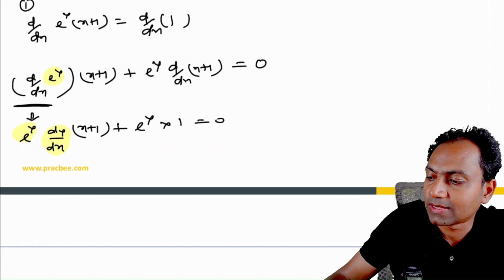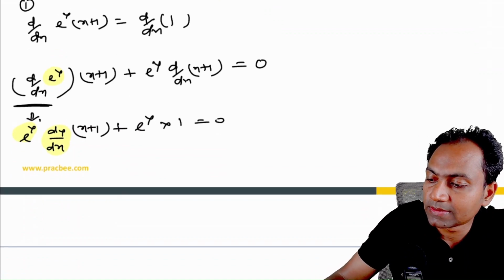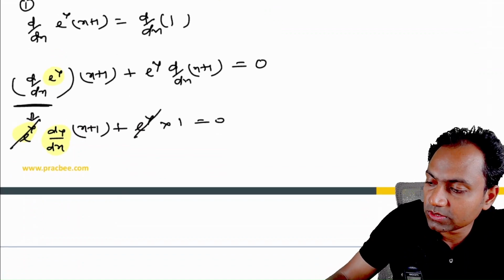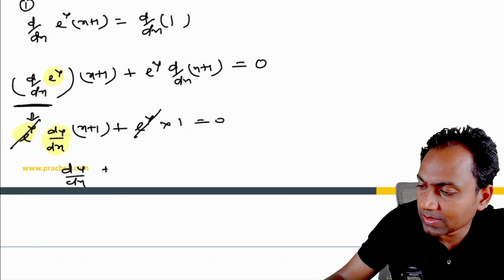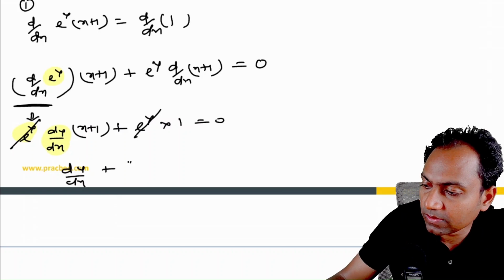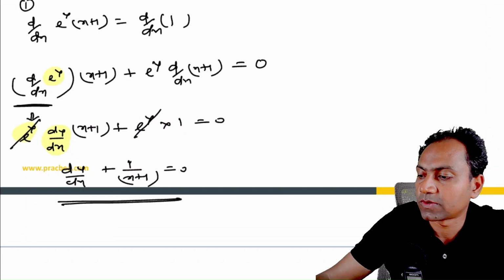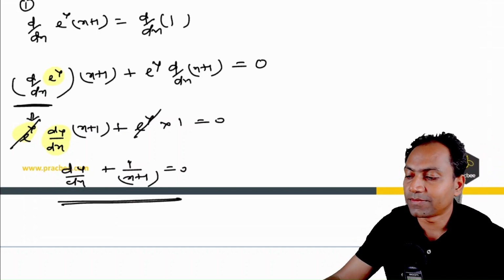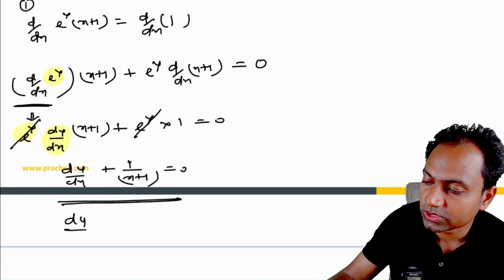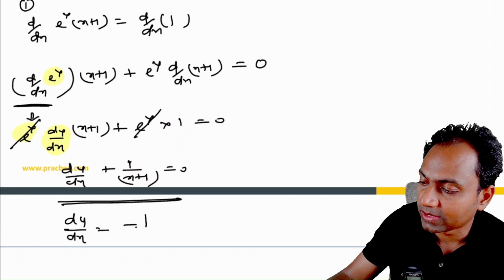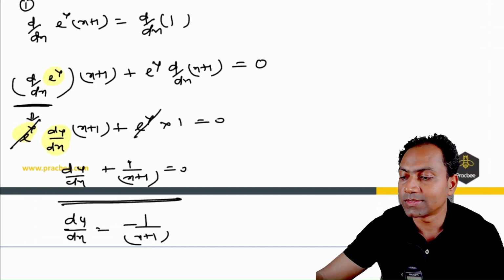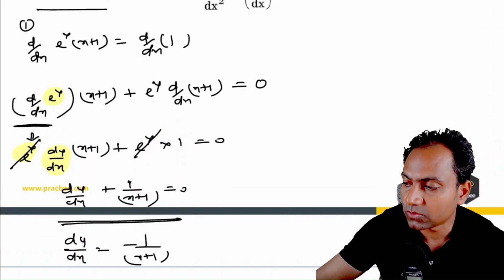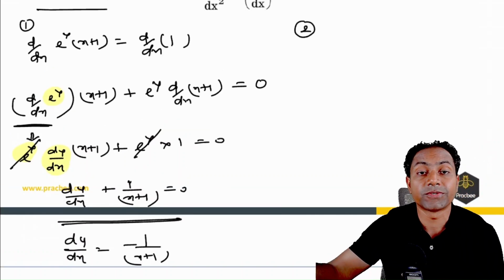Now you can see here that I can cancel out this e^y from both the sides. So what I've got is dy/dx plus 1/(x + 1) is equal to 0. Now if you simplify it by one more step, I can write dy/dx is equal to minus 1/(x + 1). Now this is not what they want. What they want is the value of the second derivative. So in order to find the second derivative, we'll have to differentiate one more time.